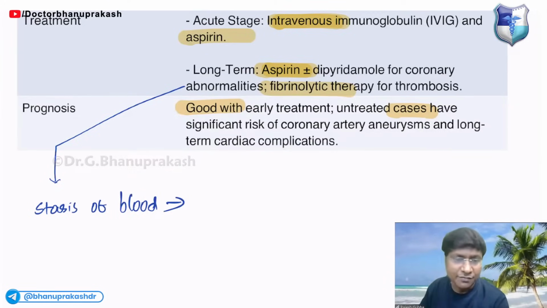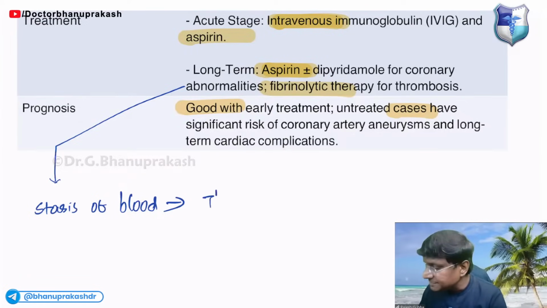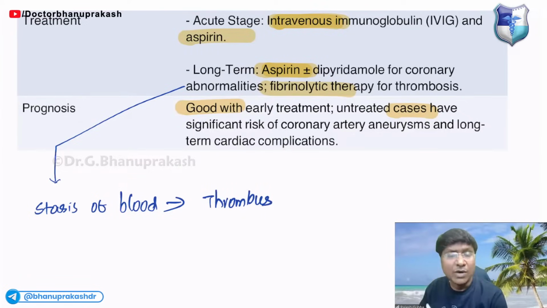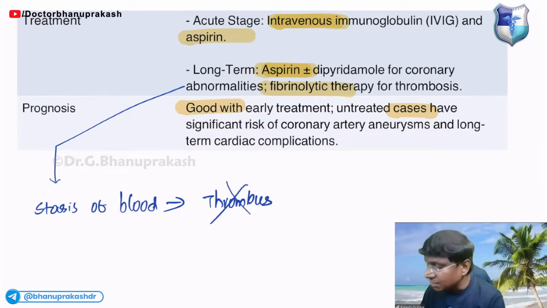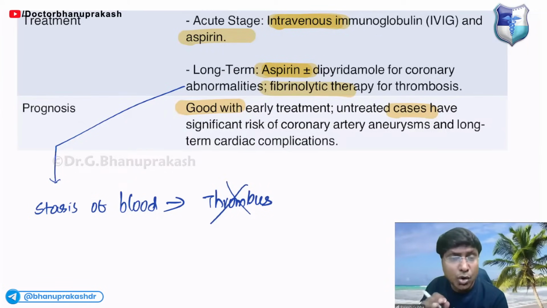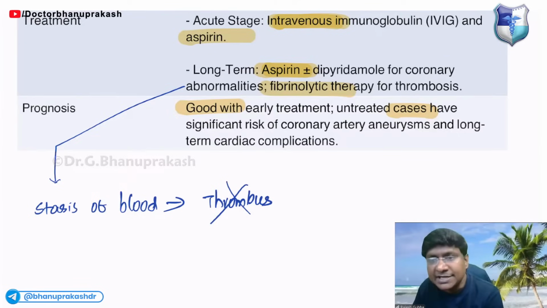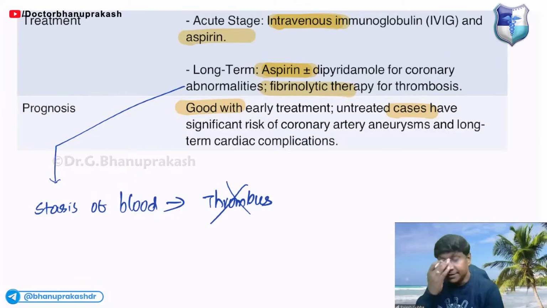There is slow movement of the blood. That is equivalent to stasis. This can precipitate the thrombus formation. And once there is a thrombus, the individual will develop MI. So to prevent this thrombus, you need to give low dose aspirin. I'm not saying high dose aspirin like we give in acute rheumatic fever. Low dose aspirin has to be given.